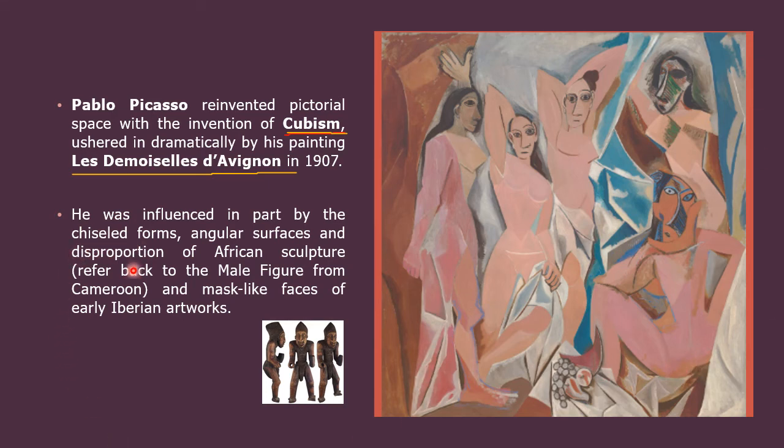He was influenced in part by the chiseled forms, angular surfaces, and disproportion of African sculpture. This is the male figure from Cameroon, and the mask-like faces of early Iberian artwork. So these are the sculptures, entitled Cameroon, an image of men. This is where Pablo Picasso got his influence to create Cubism. That's how we see it in his paintings.